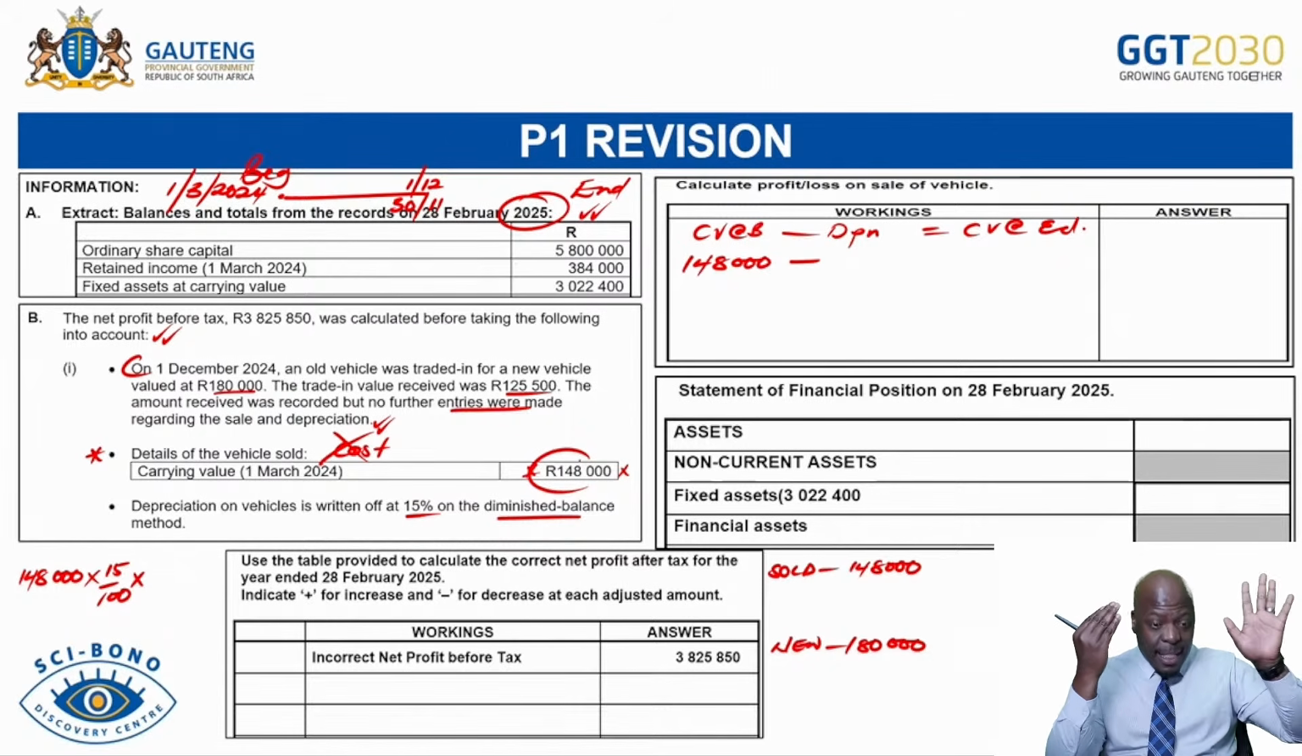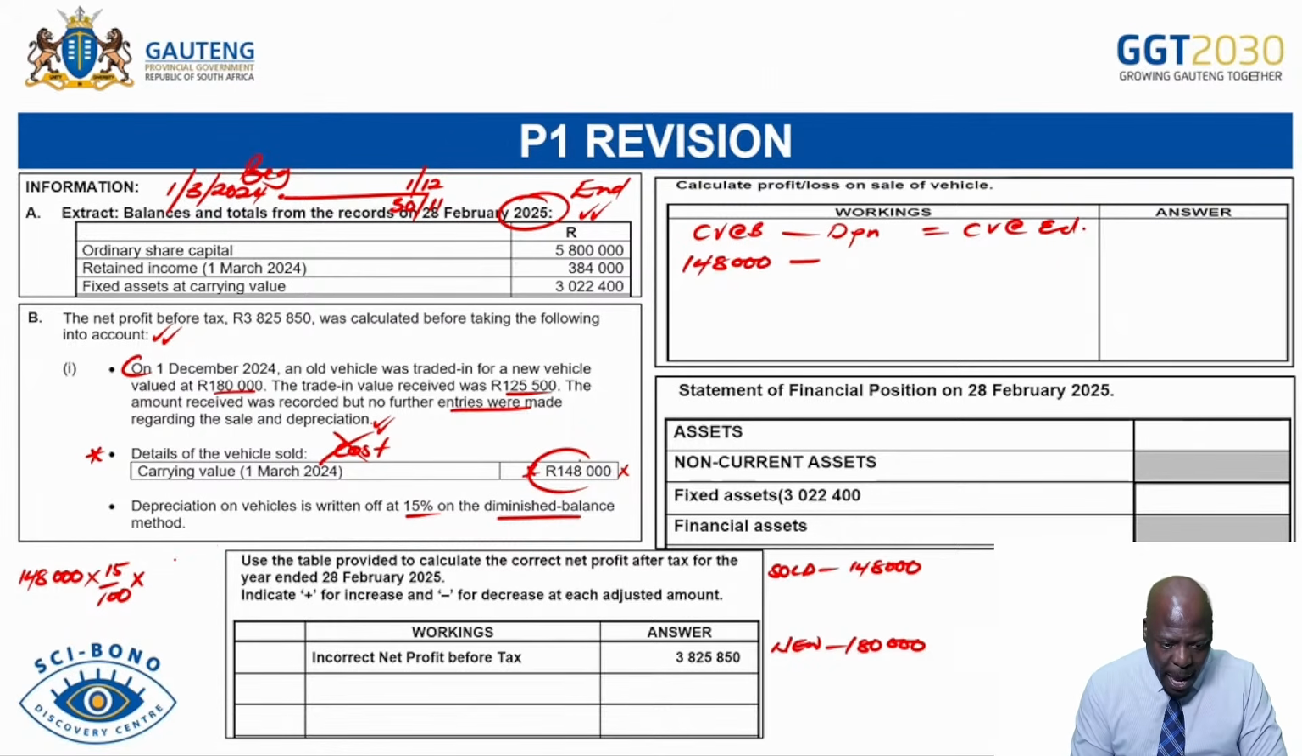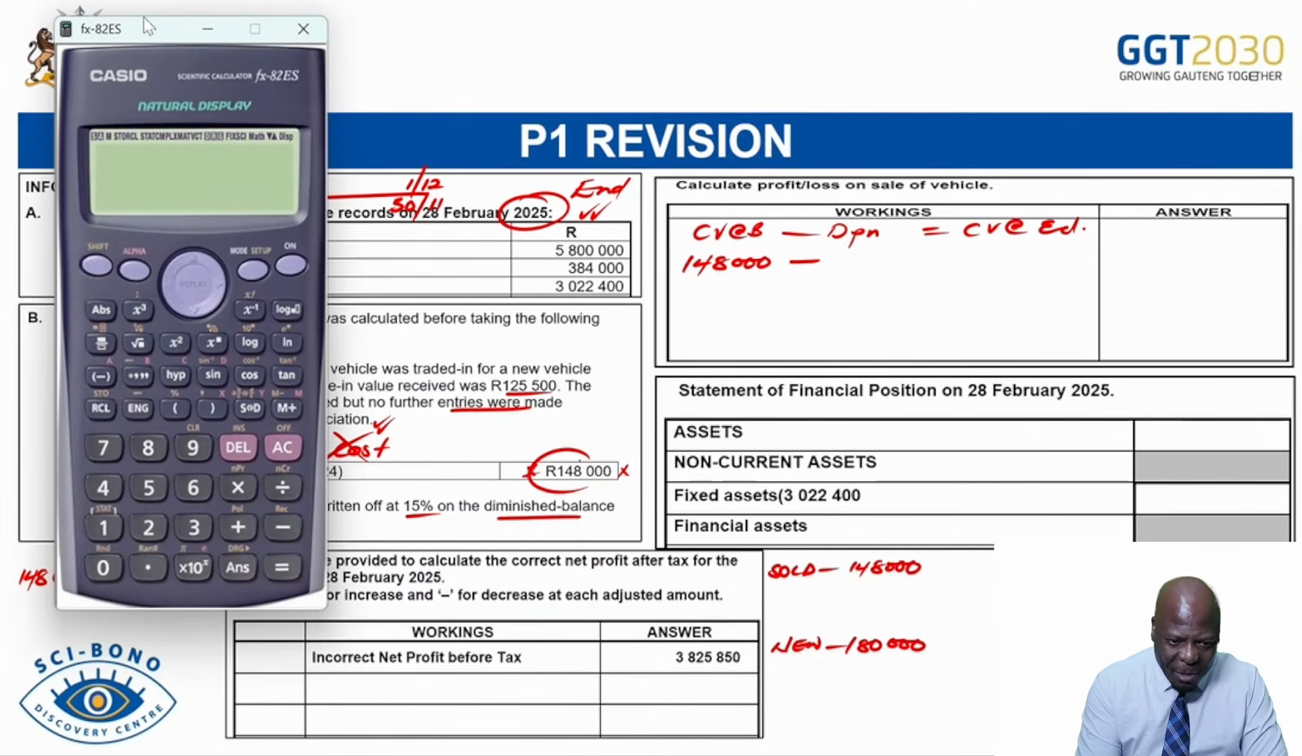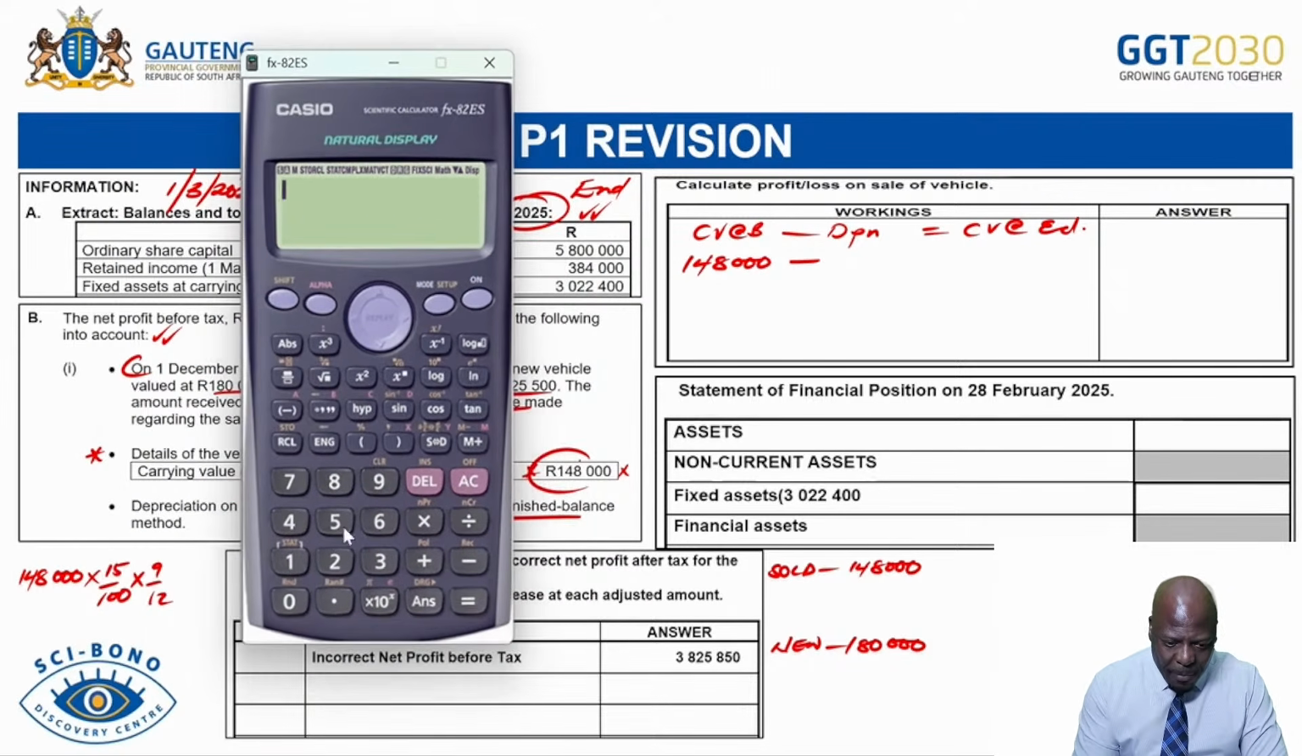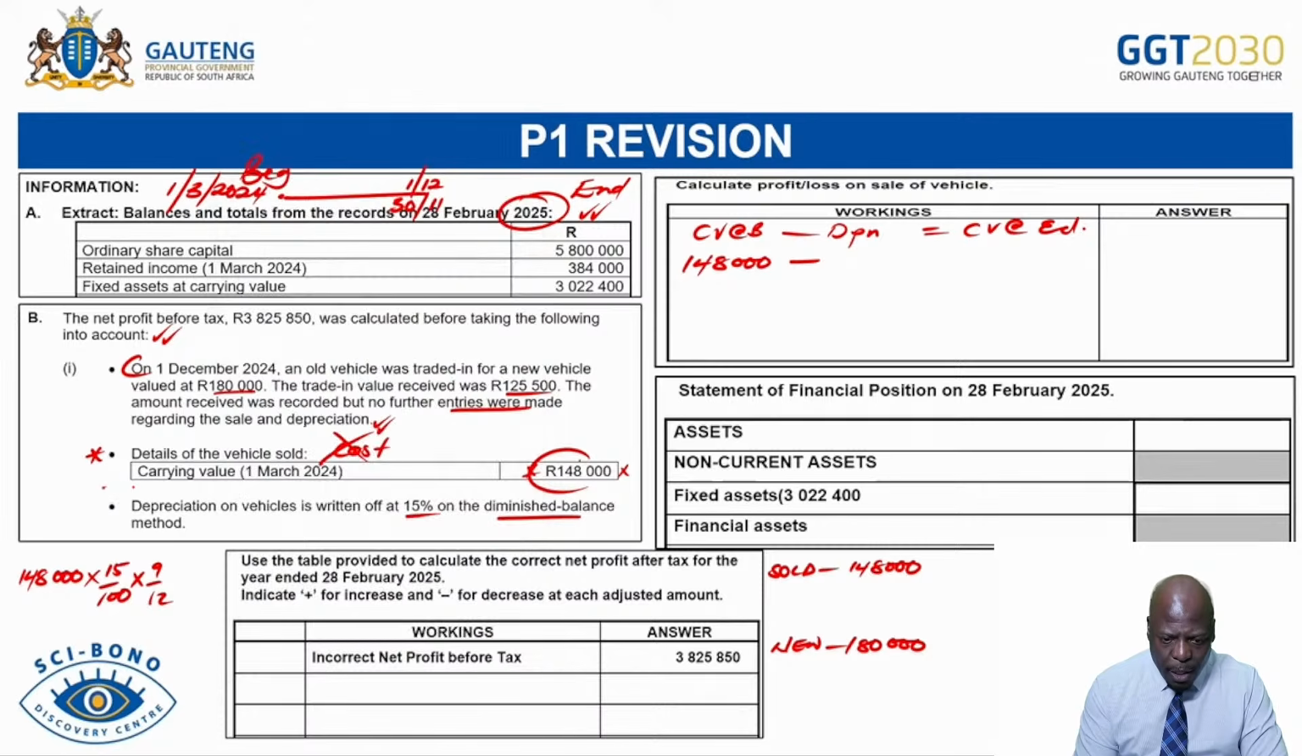How many months is that? That gives you 9 months. So we had this vehicle for 9 months, 9 over 12. Let's see if our adding machine is still working. All right, so it's going to be 148,000, then we multiply that by 15%, and we multiply that by 9 over 12. That's going to give me 16,650.